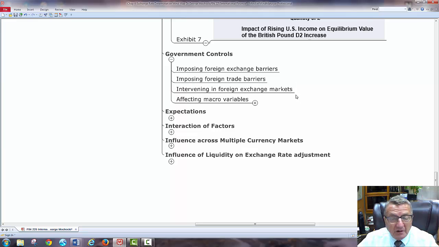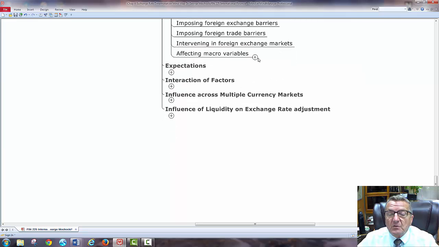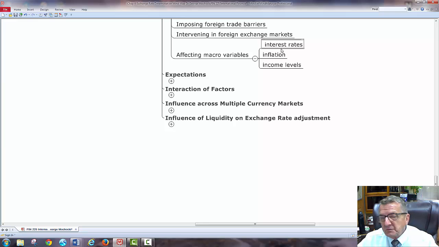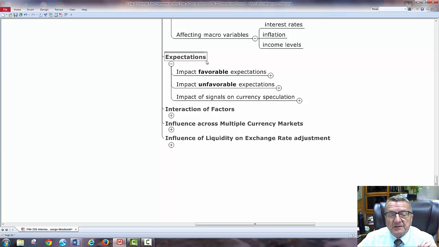Intervene in foreign exchange markets and affect macro variables like interest rates or inflation or income levels. The government could do that. Okay, now some expectations. If I'm looking at an impact on favorable expectation, what's going on out there that gives favorable expectation for either my currency or the subsidiary's currency where I am located as an MNC?